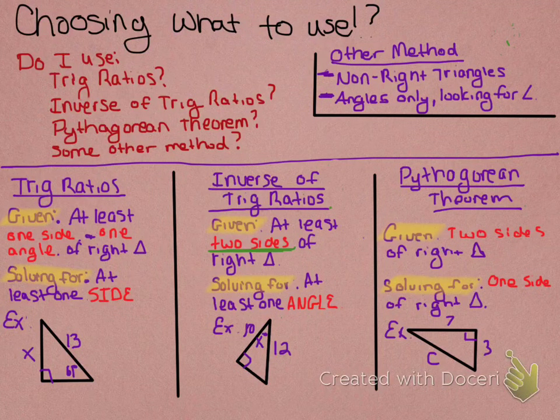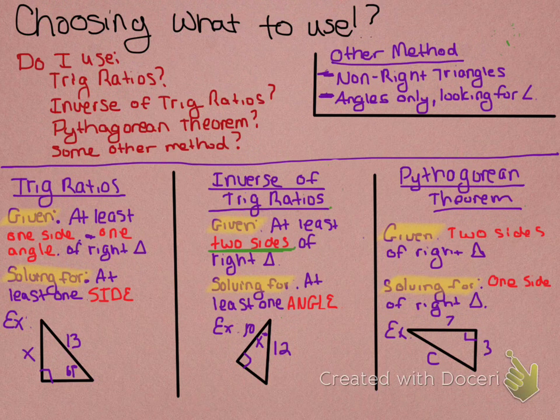In this video, we're going to be talking about choosing what to use, thinking about all of the methods that we've used so far this year, but mainly focusing on the ones from this unit when we're dealing with right triangles. If you think about all of the things that we have done this year dealing with triangles, we've talked about congruent triangles, similar triangles, isosceles triangles, equilateral triangles. Now we're getting into right triangles. We got a lot of triangles that we've been dealing with.